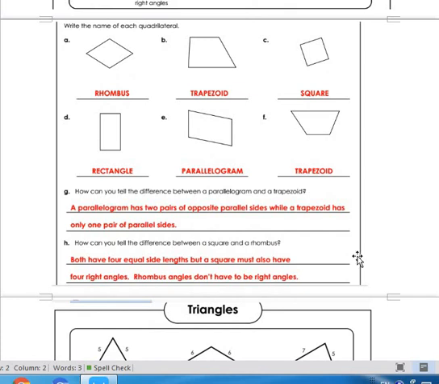How can you tell the difference between parallelogram and a trapezoid? Good question. A parallelogram has 2 pairs of parallel sides, as I told you now, while a trapezoid has just only one pair of parallel sides. As you see here, this side is parallel to this side, but this side is not parallel to the opposite side. Okay, how can you tell the difference between square and rhombus? We have mentioned this before.